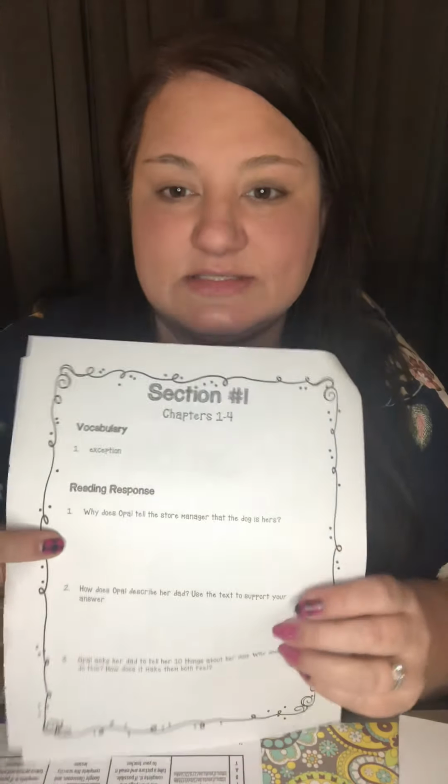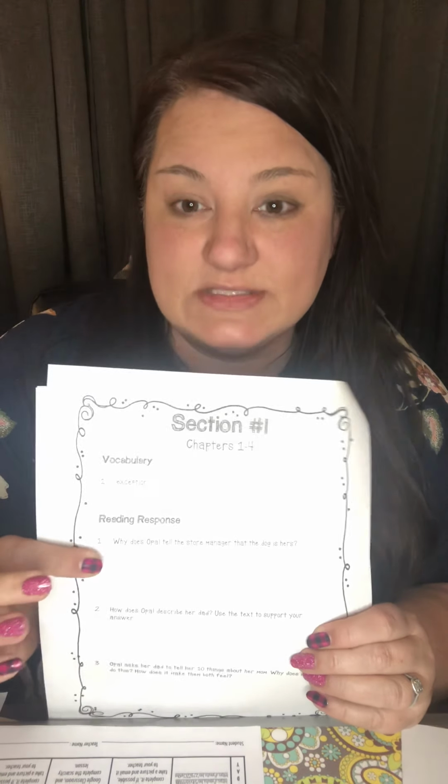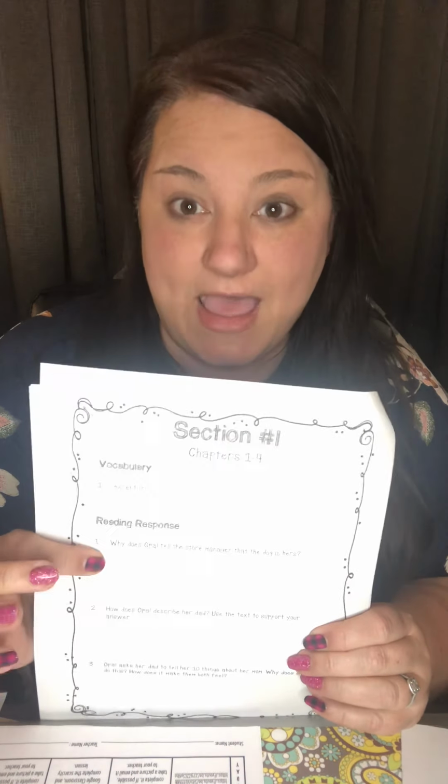Then you're going to go on to the next part, reading response. Question number 1 says, why does Opal tell the store manager that the dog is hers? Think back to that part. You can also go back to the text. Remember, when we answer questions, we want to answer them in complete sentences, and we want to use proof from the text to tell how we know that that is correct.